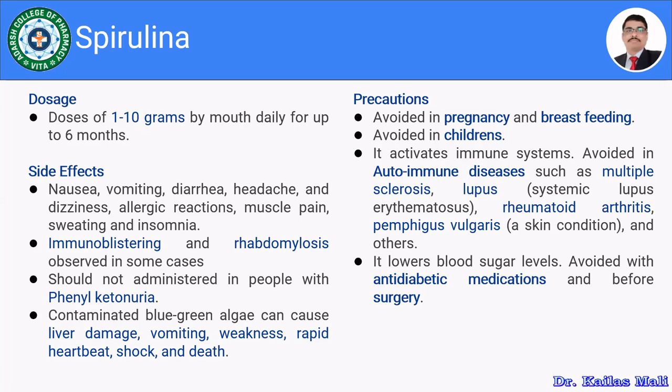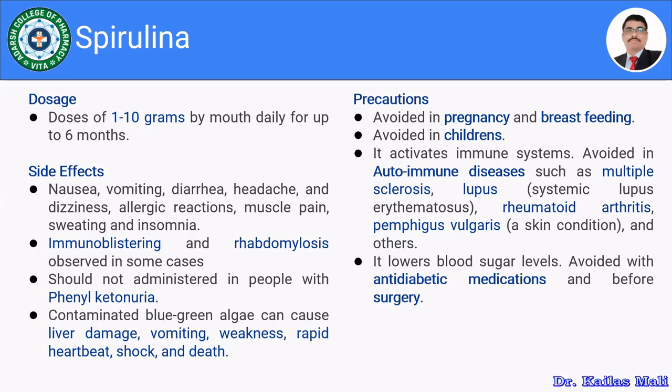immunomodulator, you can say. So it should be avoided in certain autoimmune diseases like multiple sclerosis, systemic lupus erythematosus, then rheumatoid arthritis, then pemphigus vulgaris. It is a kind of skin condition, and certain other autoimmune diseases. As spirulina is an immunomodulator, it is going to modulate the immunity. It is going to increase the immunity, and that's why it should be avoided in autoimmune diseases.